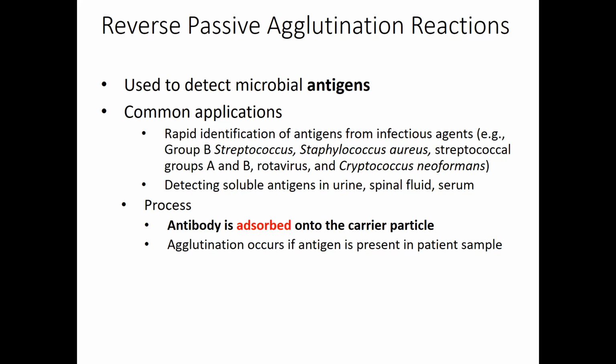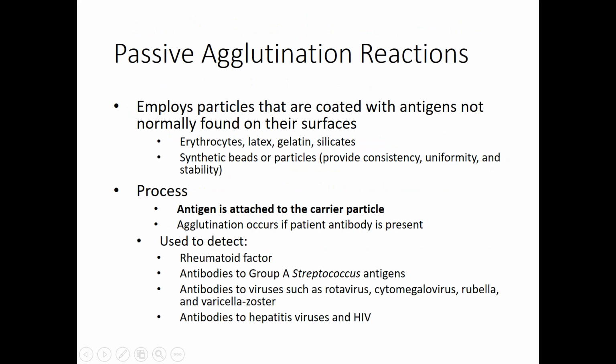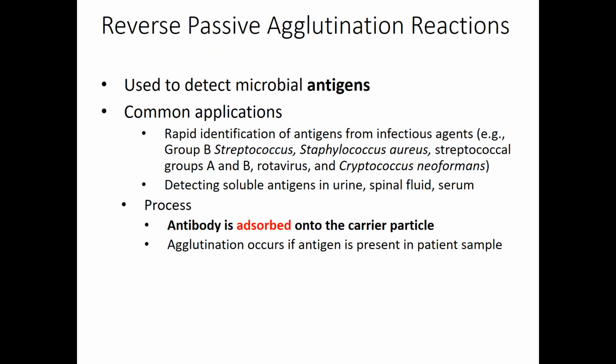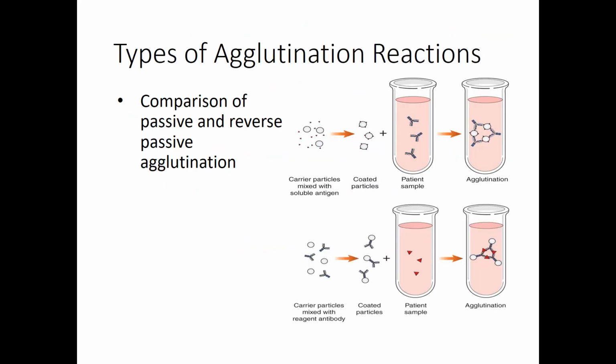And in this case, the process is instead of attaching antigen to the carrier, we're attaching antibody. That's why we're calling it reverse passive. Passive agglutination was attaching antigens to a particle. Reverse passive attaches antibodies to a particle. Again, agglutination occurs if antigen is present and we can identify it.